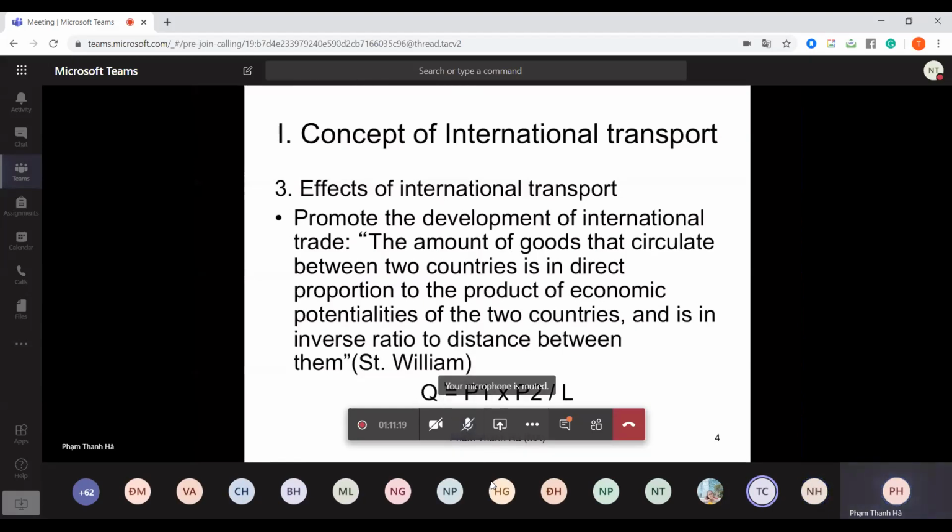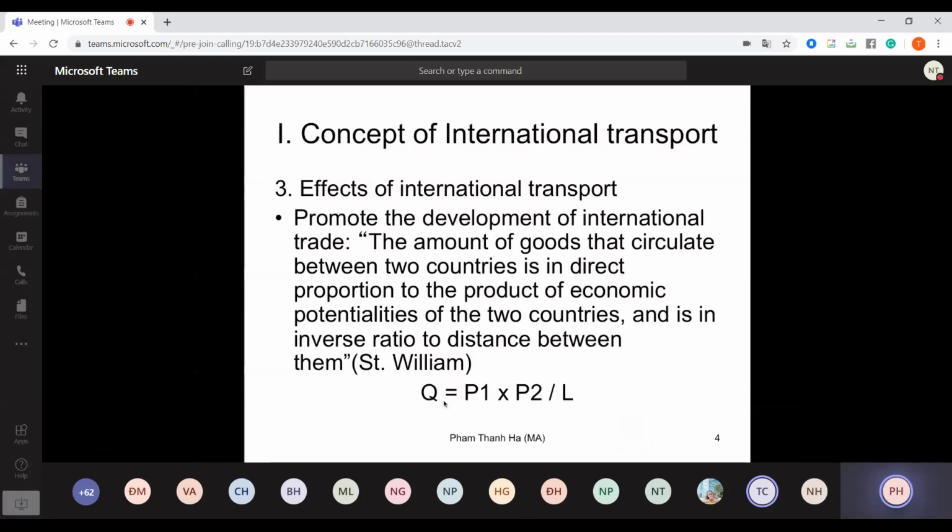Exactly. So from the formula here, if we want to increase Q, we can choose either one of two ways. The first way is to increase P1 and P2. It means we increase the numerators. And of course, the second way is we need to decrease the denominator. It means L. So let's analyze the feasibility of the two ways.